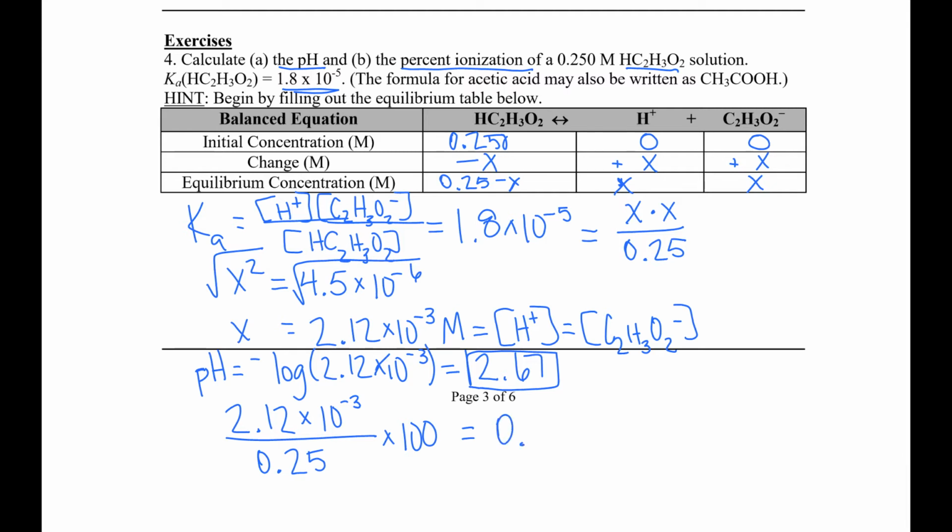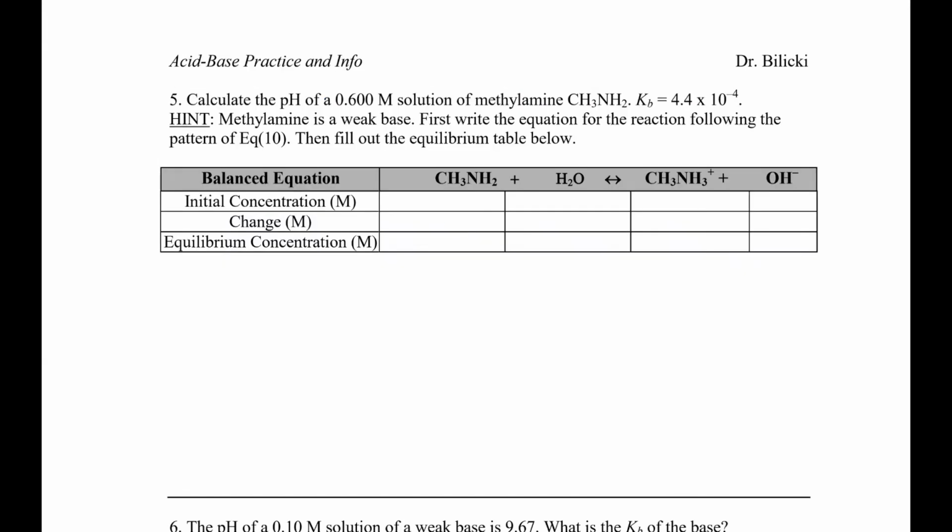And we should get that it's 0.848%. Remember, this is a very small amount, so only 0.84% of our acetic acid broke up into its ions, which is a very small amount.